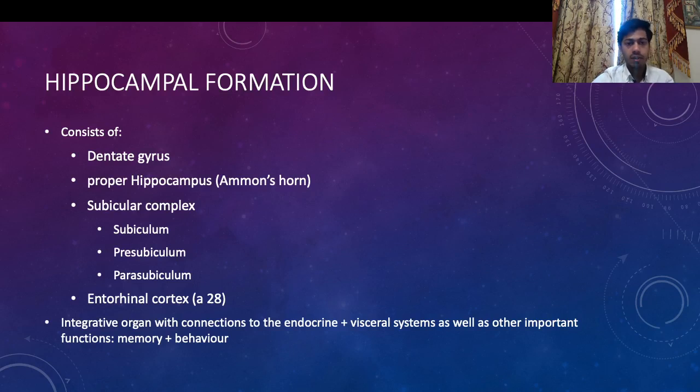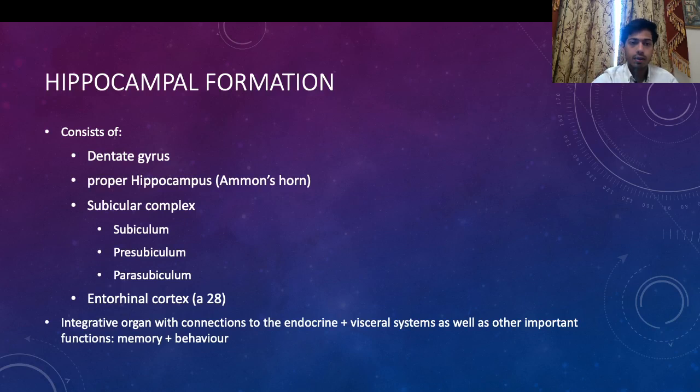So the hippocampus is subcortical, and what is it made up of? It's made up of the dentate gyrus. It's made up of the proper hippocampus, also known as Hammond's horn, and subicular complexes. So it's made up of the subiculum, presubiculum, and the parasubiculum. And the final thing it's made up of is the entorhinal cortex, which is area 28 in terms of cortical fields.